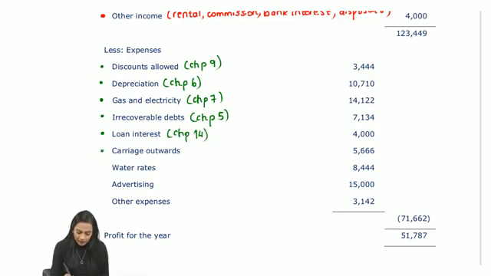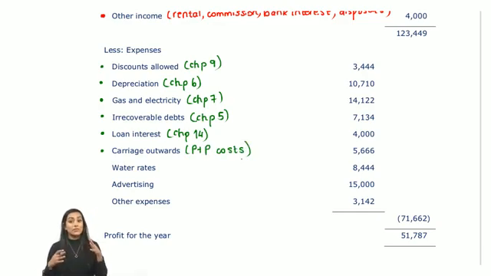Then we've got carriage outwards. Well, this is the opposite of carriage inwards. Carriage outwards is postage and packaging costs that you need to spend in order to send the goods to your customer, delivered to your customer. So carriage inwards is a part of cost of sales, but carriage outwards is part of the other expenses. And then you've got the boring ones, your water rates, advertising, and any other expenses.